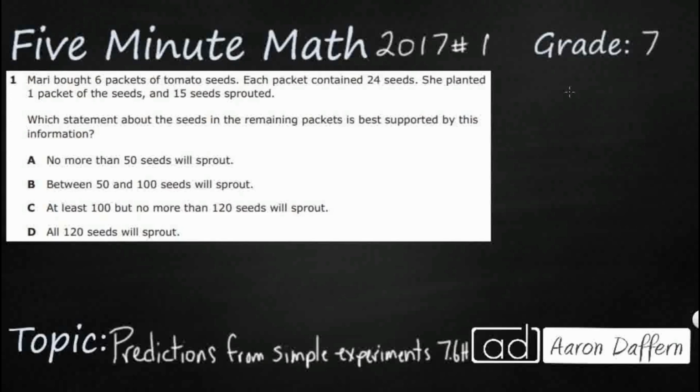Today we are looking at the 7th grade concept of predictions from simple experiments. This is standard 7.6H in the great state of Texas, and we are using item number 1 off the 2017 released STAAR test. If you have not done so already, please go ahead and take a moment to pause the video, work this problem out on your own, unpause it, and then we will look at our answers together.